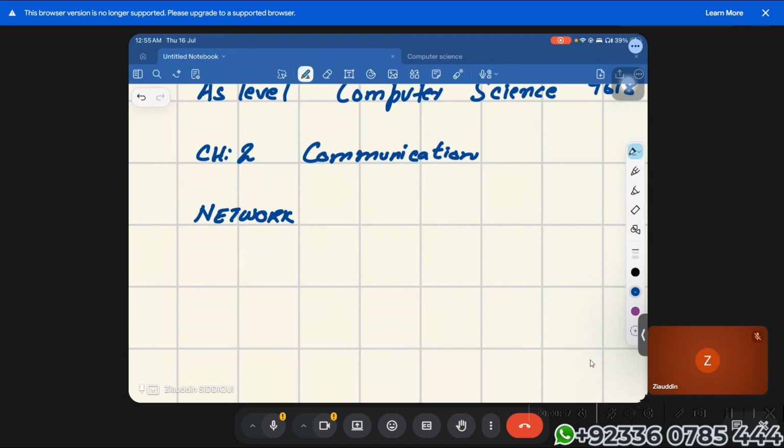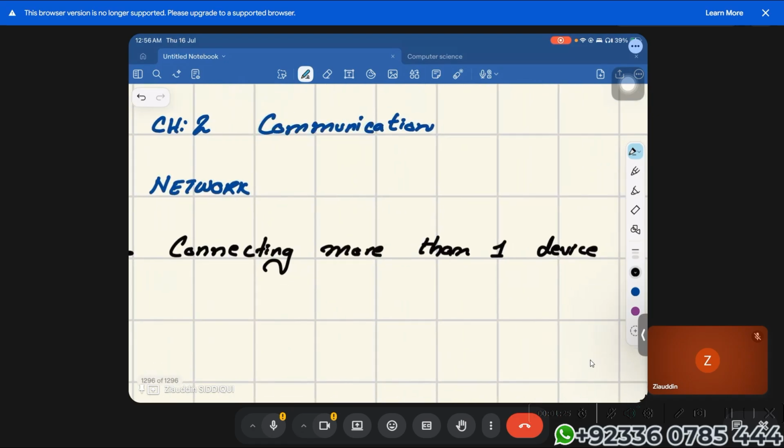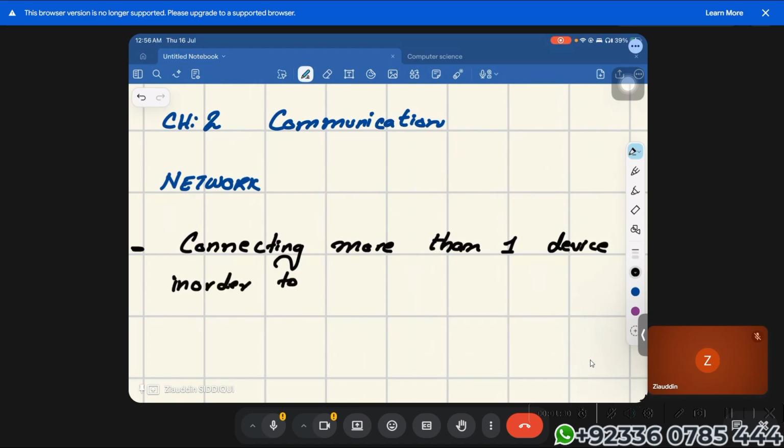So what is a network now? If you are going to define a network, it is a way of connecting more than one device in order to share data and resources. Data, as I've told you, the messages are going to be sent from one device to another device. And if they are a part of a network, definitely they are going to receive that message as well. So we connect the devices to make sure they are able to share data and resources.